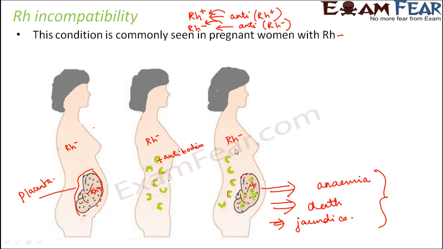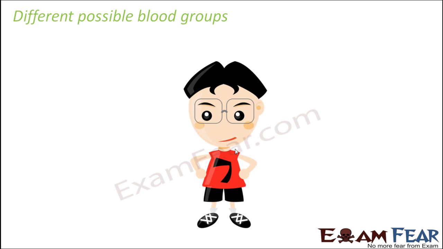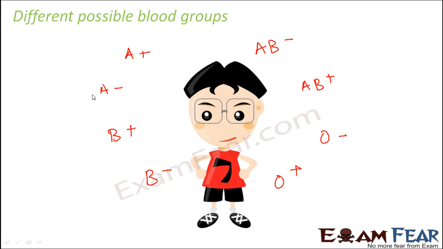So now you know the concept of different blood groups and the compatibility or incompatibility between them. With this, we got enough idea about different blood groups. So what are all the possible blood groups you think? Now you can see some of us are A positive, some of us are A negative, some of us are B positive, some of us are B negative, O positive, O negative, AB positive, AB negative. So these are all the possible blood groups.